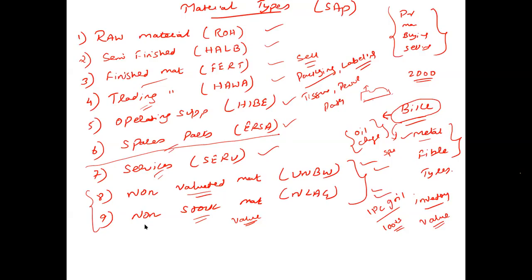And what is this non-stock material? It is nothing but material for which you will not have any stock, but you are going to pay the vendor for that. For example, you can take transportation charges. You will not have any stock in your hand, but you are paying the transportation charges to the vendor. That can be taken as a non-stock material.